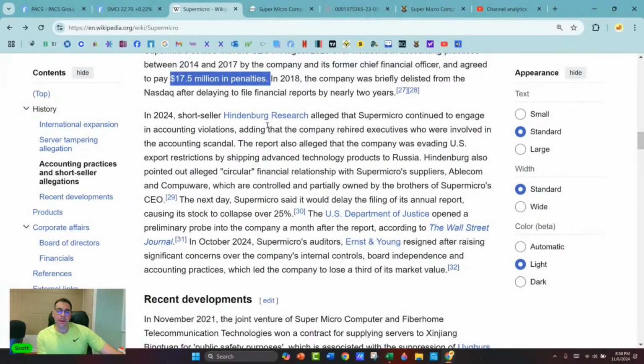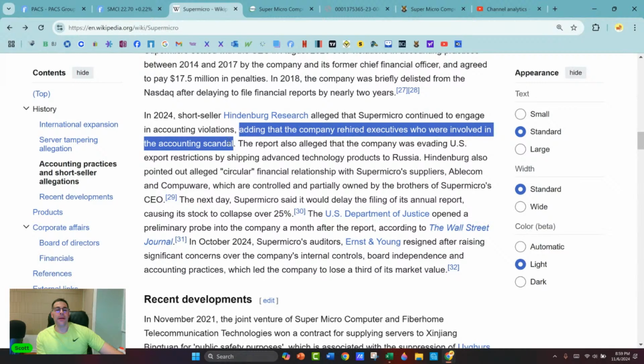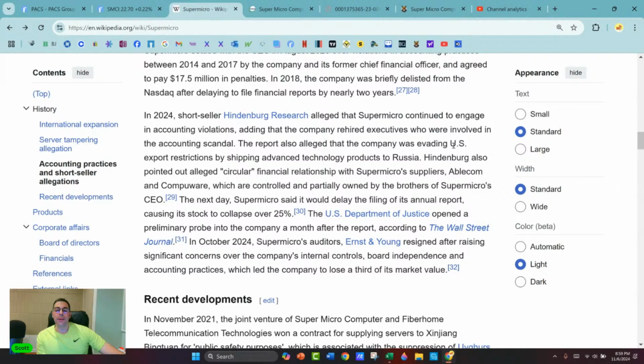So the big one is Hindenburg alleged that Supermicro continued to engage in accounting violations, adding that they rehired the people they fired who were cooking the books. They rehired most of those people. So the people who were part of the initial scandal, because they're friends and family, so they just hired them back. The report also alleged that the company was evading U.S. export restrictions. So they've been selling a lot to Russia, which is illegal, but they've been selling it under a different company name. And a lot of their suppliers are owned by the CEO's brothers.